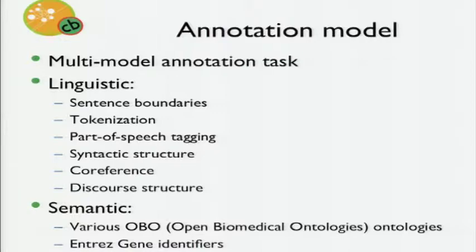The semantic annotation consisted of two things. One is various OBO, or Open Biomedical Ontologies Project, ontologies. Semantic concept in this case means it exists in some OBO ontology. And then Entrez Gene identifiers. Most of you are familiar with Entrez Gene. It's the big NCBI database of genes that has, I don't know how many millions of entries at this point, across many different species, each with a unique identifier.